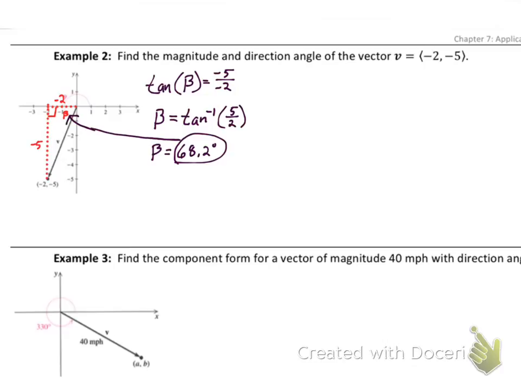How much is this additional? How much is this worth? Or how many degrees is this? Kelly? 180. So the top one is 180. This little section is 68.2. So that means our directional angle is going to be 180 plus that 68.2, which is going to equal 248.2 degrees. That is my directional angle.